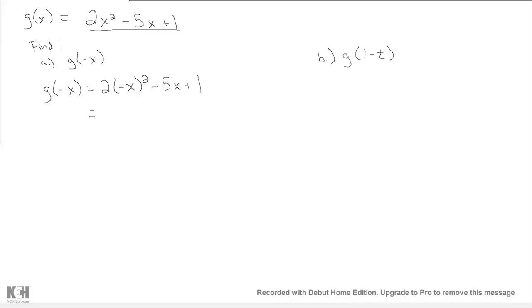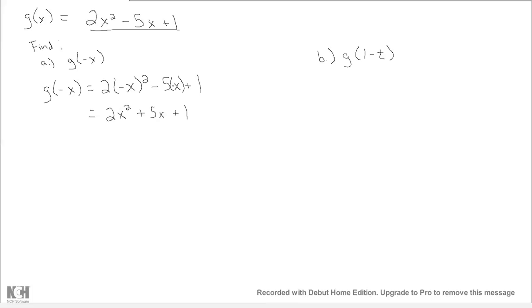So the first step here is negative x squared. Well, negative x times negative x, a negative times a negative is a positive, and x times x is x squared. So negative x squared is just x squared. Oh, and I forgot to put my negative x in here. The next step, negative 5 times negative x would be positive 5x. And then I have a plus 1 that didn't get affected because I had nothing to plug in there.